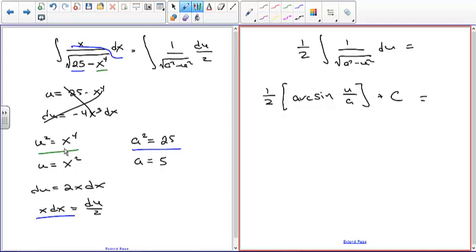And then I go back and do the substitution. So I substitute both u and a. Even though the original equation had a squared and u squared, the solution has u and a. So I end up with 1/2 the arc sine of x squared over 5 plus c. And that's your answer.